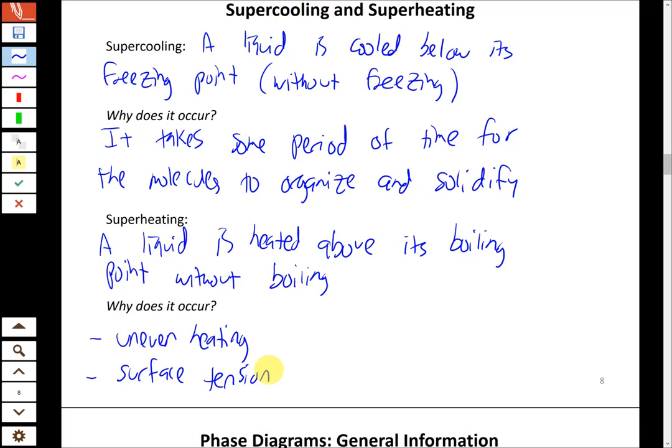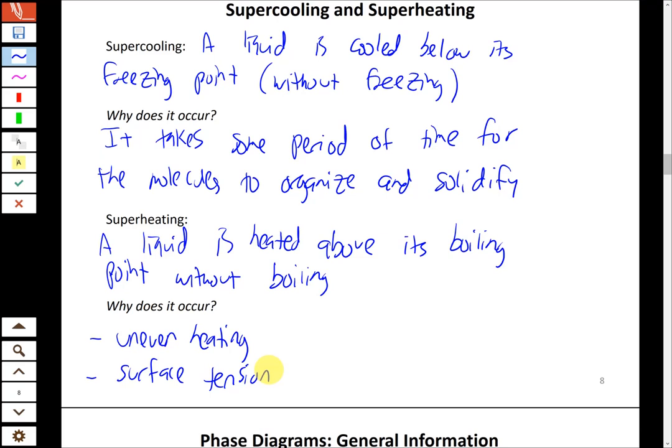We don't want to talk about them in a lot of detail, but just to be aware that, in an ideal sense, when you get to the freezing point or the boiling point, the phase change will occur, but it doesn't always happen right away. And sometimes you can go on either side of those phase change temperatures and not have the phase change occurring immediately. And that's what we refer to as supercooling or superheating. All right, so any questions on that? This is kind of the last sort of phase change topic we'll cover at this level.